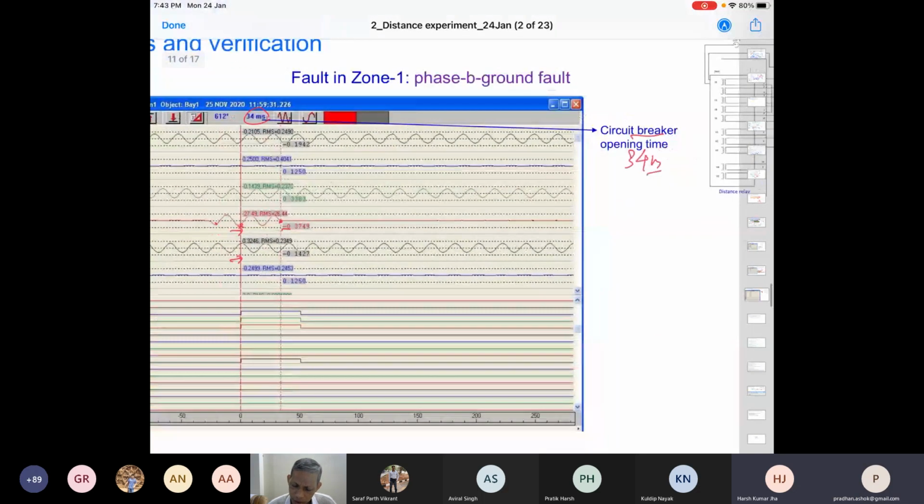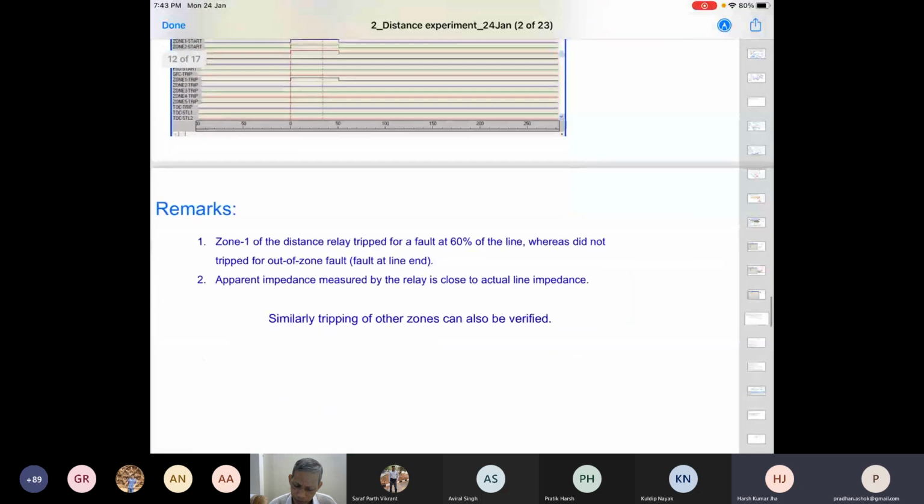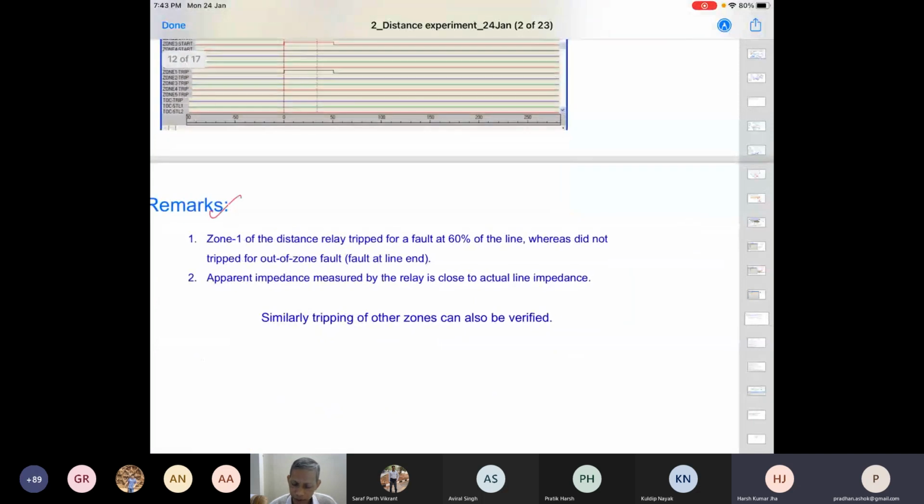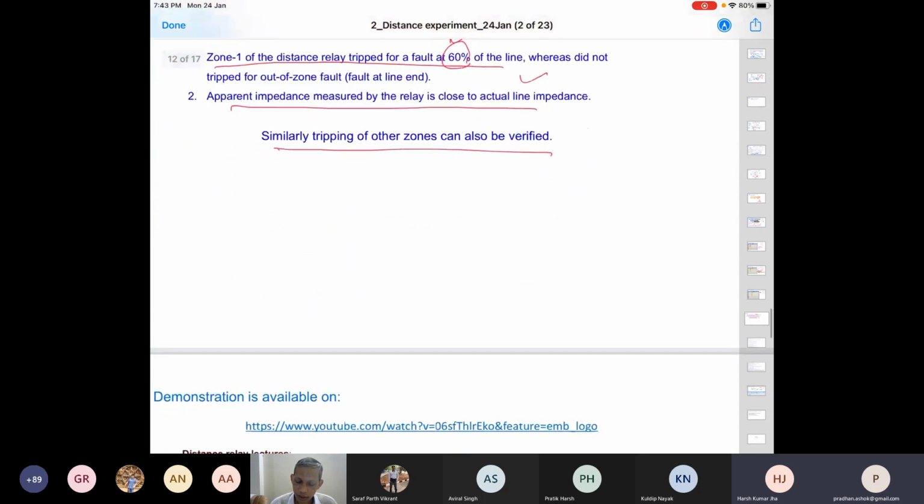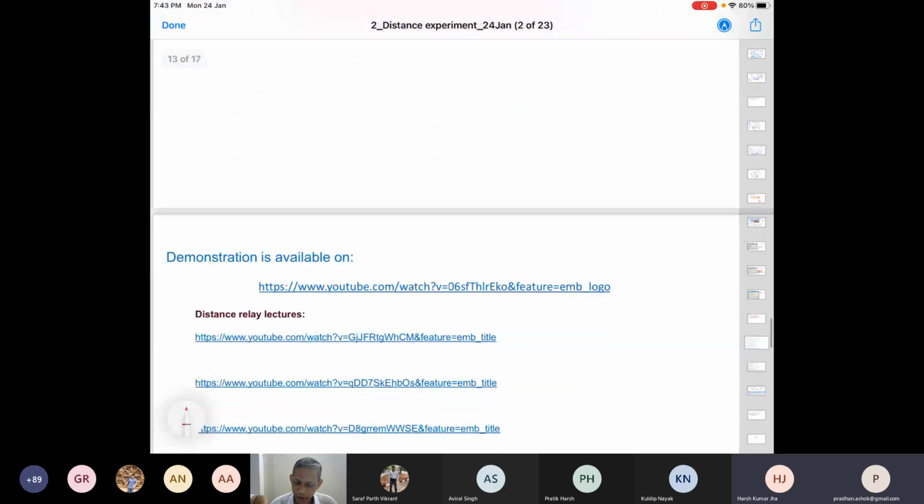So this clearly shows different functionality. Our remarks in that perspective: the zone 1 distance relay trips properly for the fault created at 60% of the line, which we know because we are talking about verification. And the apparent impedance measured by the relay is close to the actual one also.